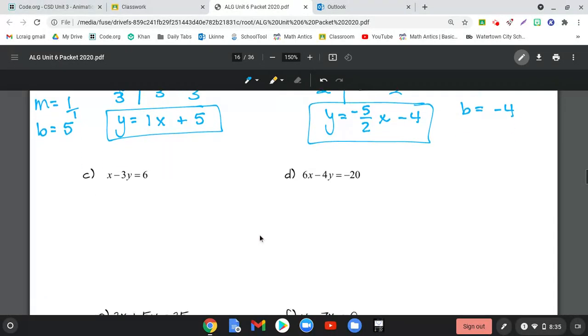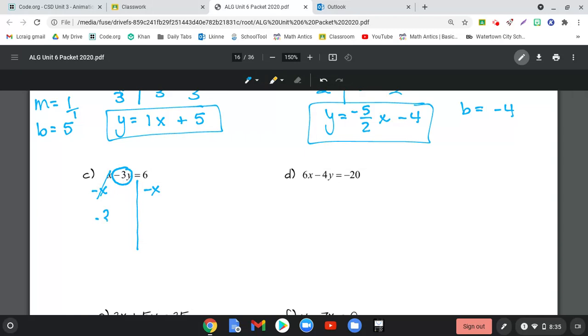All right, next one's a little tricky. I need to get y by itself, so I'm going to circle this -3y. That's going last. So I need to get that x out of there. It's positive, so I'm going to subtract it. I know it seems silly to keep circling, but honestly, I find it really is helpful.